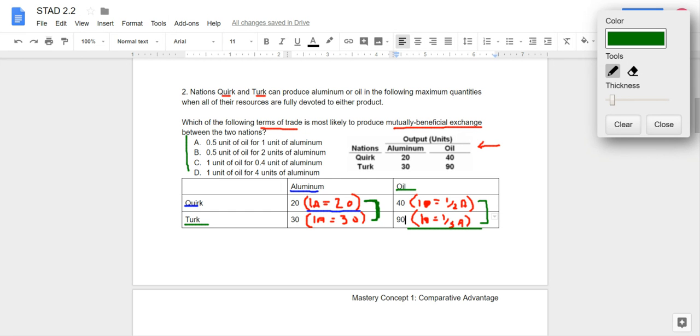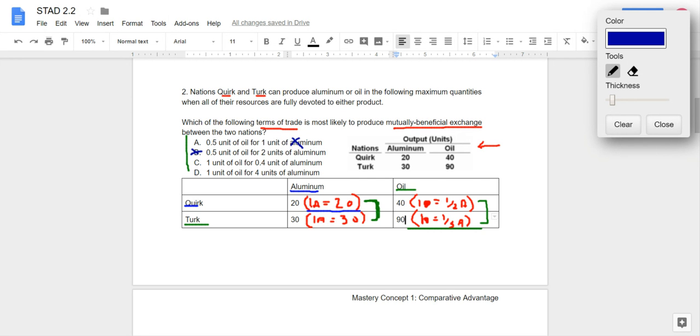Now I look here and ask, would this exchange be agreeable? The first one, 0.5 units for 1 unit of aluminum. So I go to 1 aluminum, but I do 0.5 oil. No, that's not between 2 and 3 oil, so that's a no. I go to the second one, 0.5 for 2 units of aluminum. That's even worse than before, so the answer is no, I'm not going to do that.